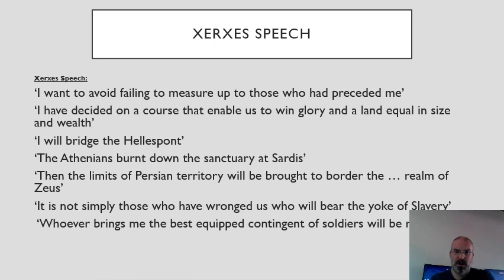So he then makes the bold and staggering claim, I will bridge the Hellespont. Now the Hellespont is the stretch of sea between Turkey and, well, not quite modern day Greece, because Turkey jumps into that European landmass, but it's the bit that goes from the Mediterranean up to the Black Sea, and it's the traditional dividing line between Europe and Asia, and it was the dividing line between Europe and Asia at the time. So bridging the Hellespont is a very, very strange thing for Xerxes to do.